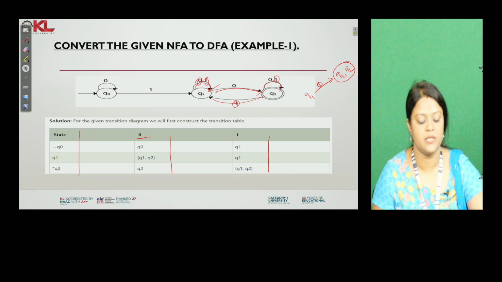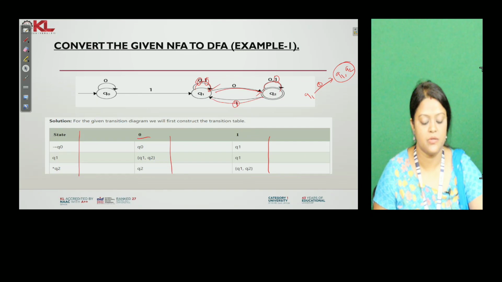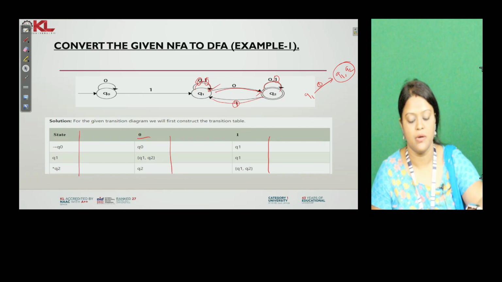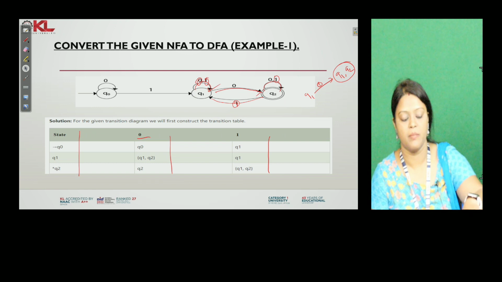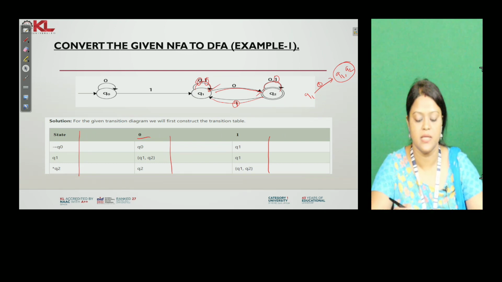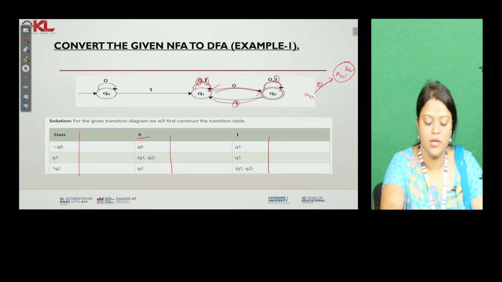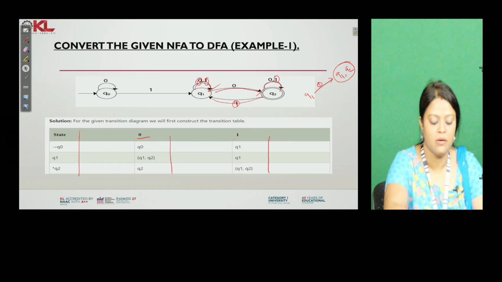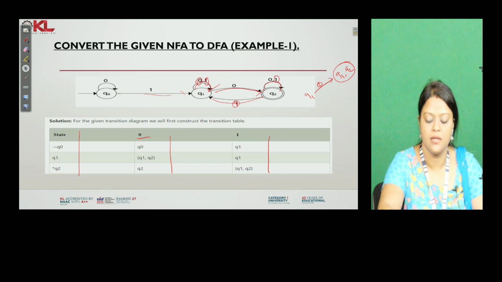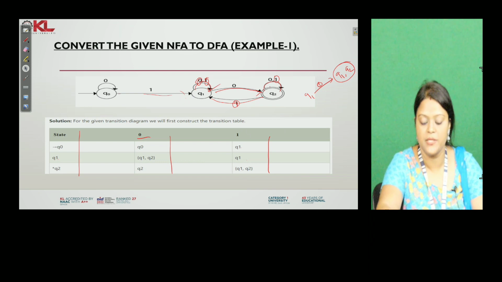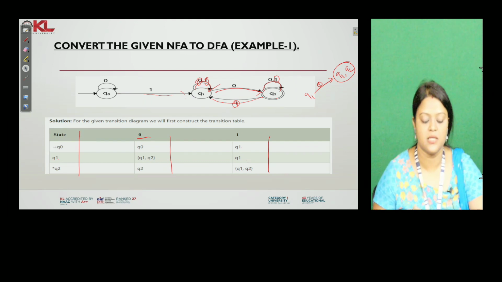First we consider Q0. With Q0, by 0 it is going to Q0, and by 1 it is going to Q1. Now from Q1 by 0 it is going to Q0 and Q1, and by 1 it is Q1. For Q2 by 0 it is only going to Q2, and by 1 it is Q0, Q1 and Q2. So these are the transitions we have.